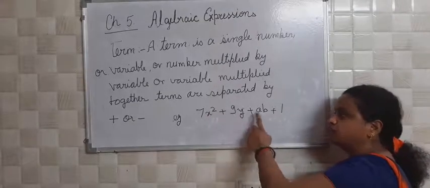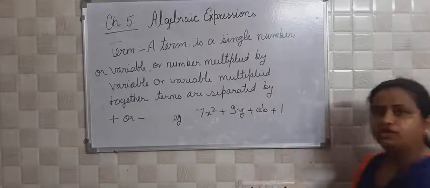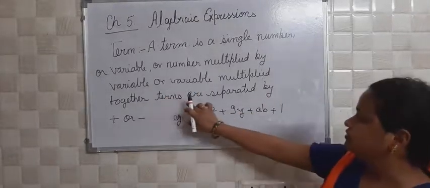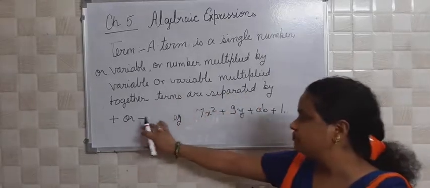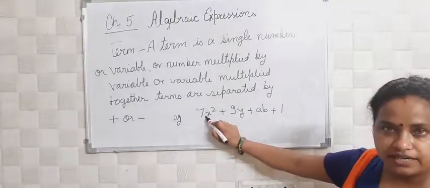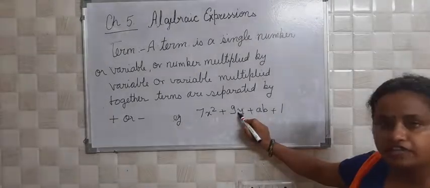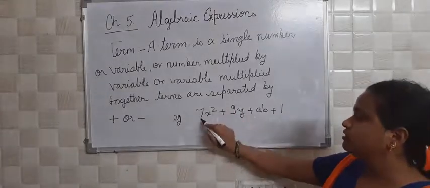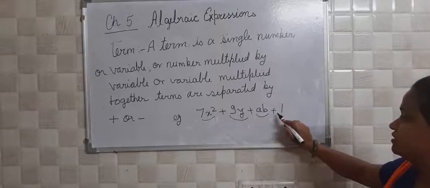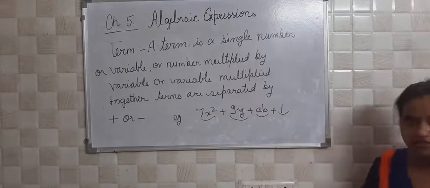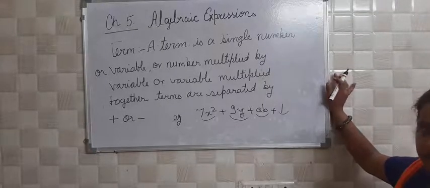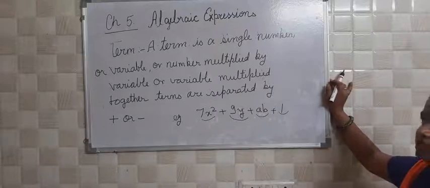1, 2, 3 and 4. Total here are 4 terms, because I have already mentioned that terms are separated by plus or minus. Here it is multiplied, so we cannot separate it. Here also it is multiplied, we cannot separate it. So we took this as one term, this as the second term, this one as the third term, and this one as the fourth term. So in total there are 4 terms. Okay? Is it clear to you about terms?